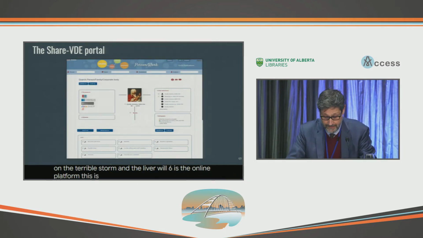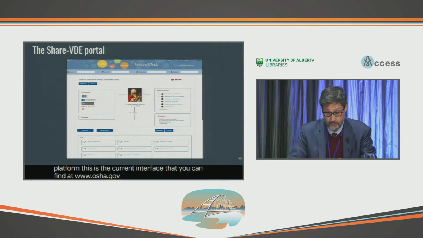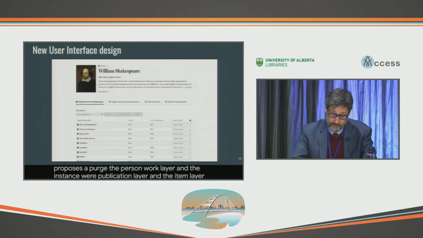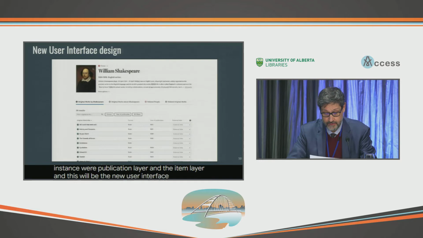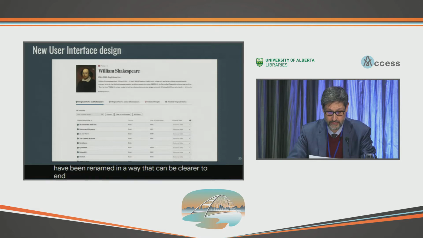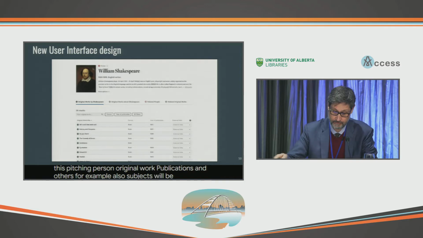This is the current interface that you can find at share-vde.org, that proposes the person, work layer, and the instance or publication layer and the item layer. And this will be the new user interface where entities have been renamed in a way that can be clearer to end users and represented with different icons depicting person, original work, publications, and others. For example, also subjects will be addressed.